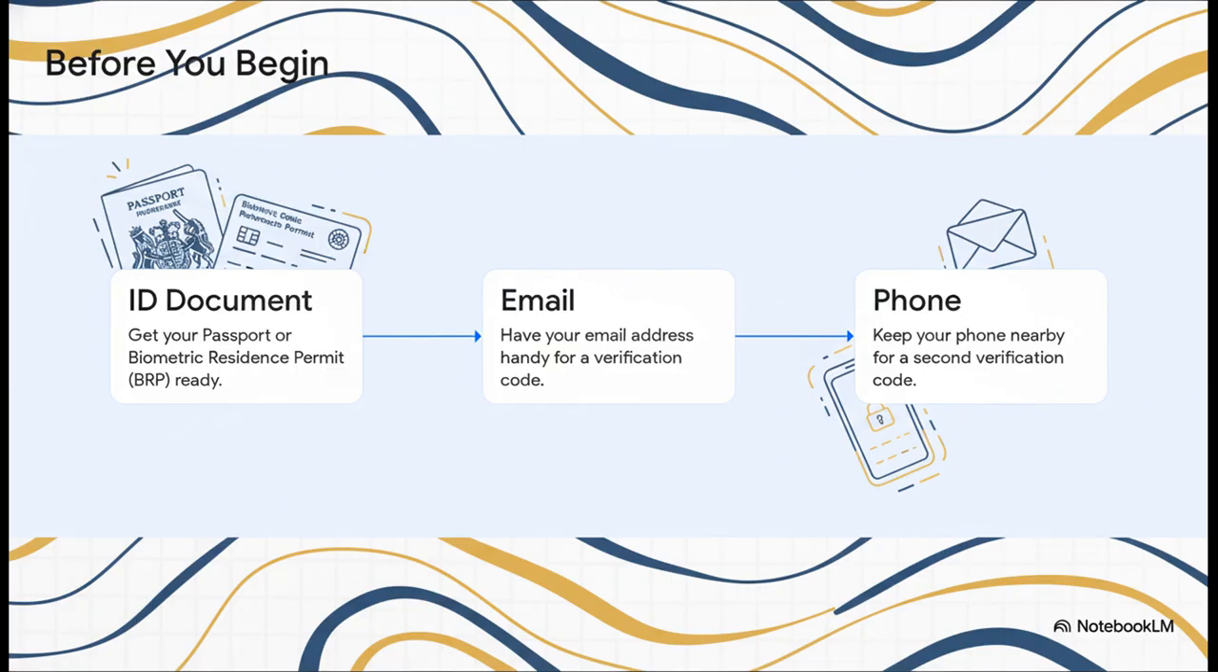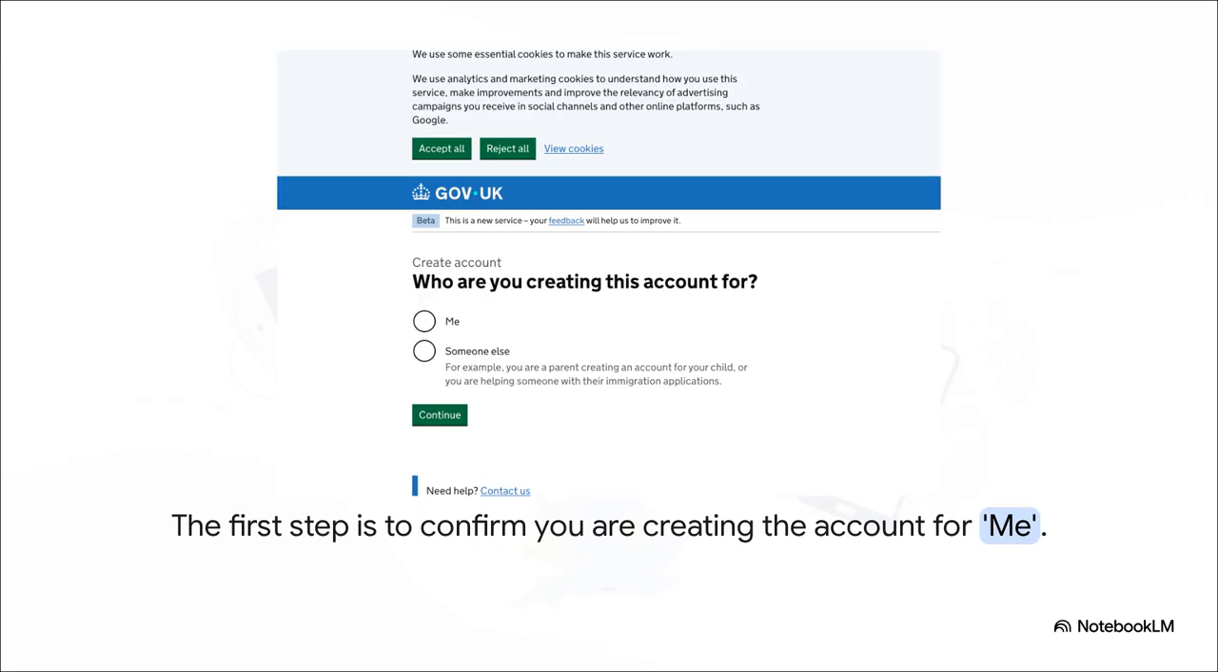Perfect. Let's begin. The very first screen you'll see asks who the account is for. Now, for pretty much everyone watching this, you're going to be selecting Me. The Someone Else option is really just for specific cases, like if you're a parent setting this up for a child or an advisor helping out a client.